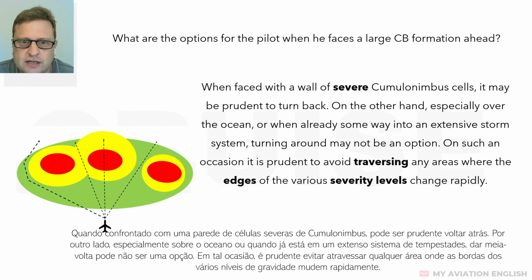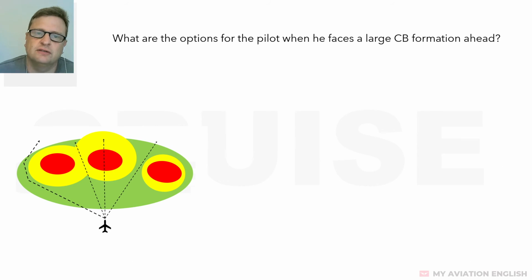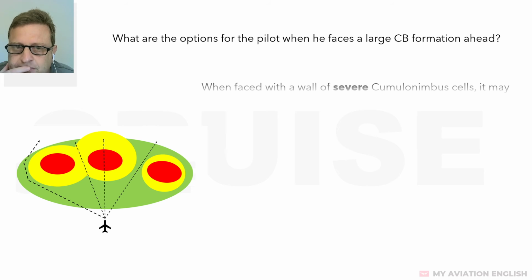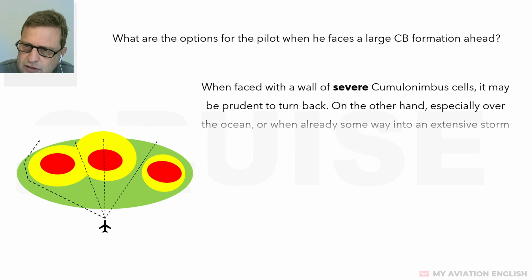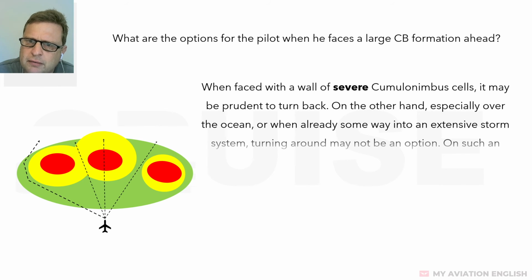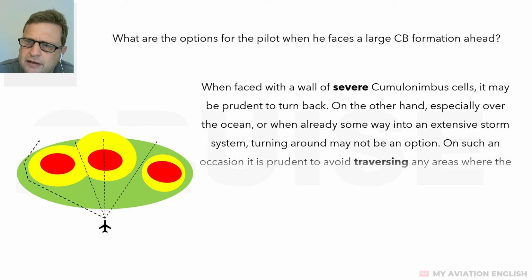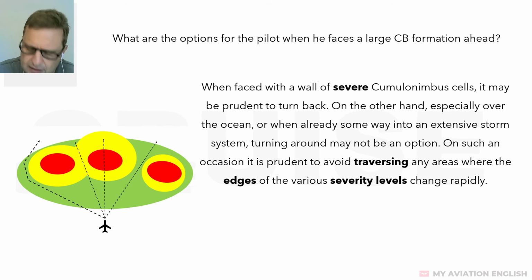Where is the answer? Here's the answer. Let's read. When faced with the wall of severe cumulonimbus cells, it may be prudent to turn back. On the other hand, especially over the ocean, of course, or when already some way into the extreme storm system, turnaround may not be an option. On such an occasion, it is prudent to avoid traversing any areas where the edges of the various severity levels change rapidly.